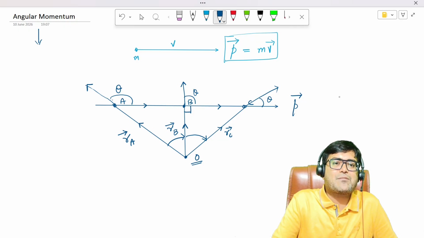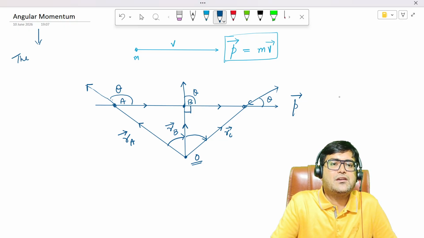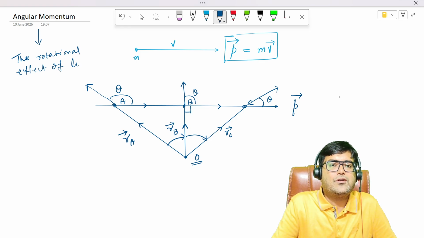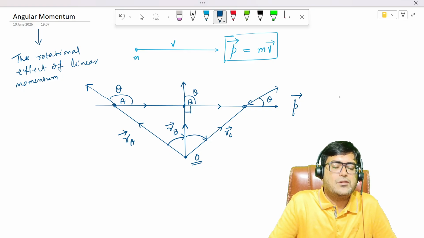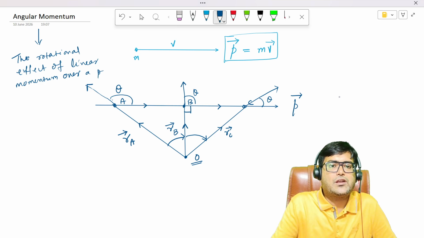So what is angular momentum? The rotational effect, or turning effect, of linear momentum over a point of reference.